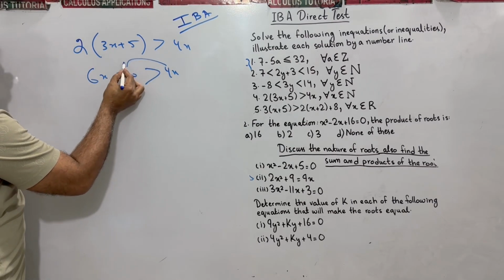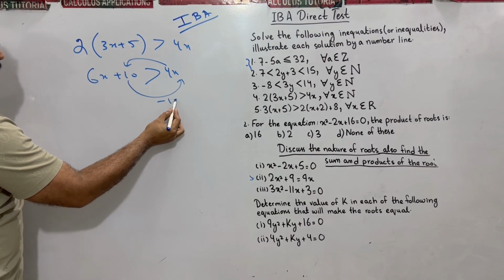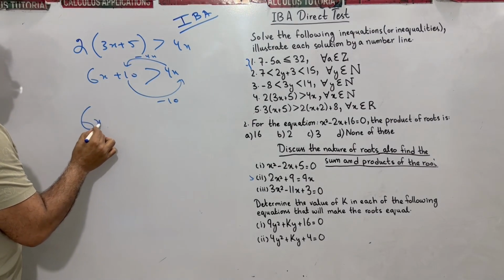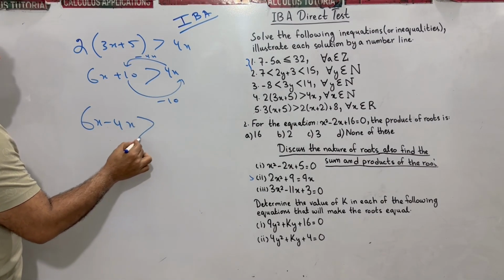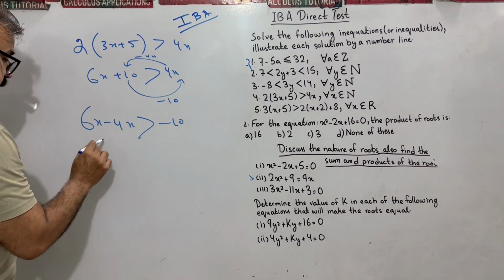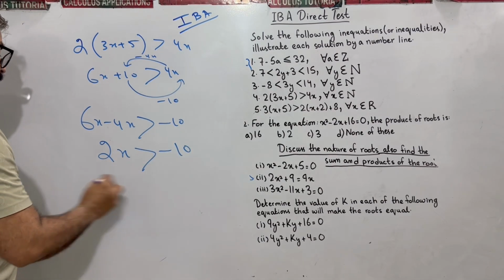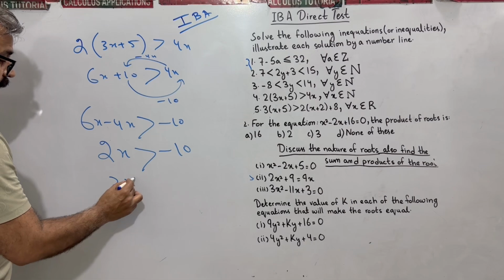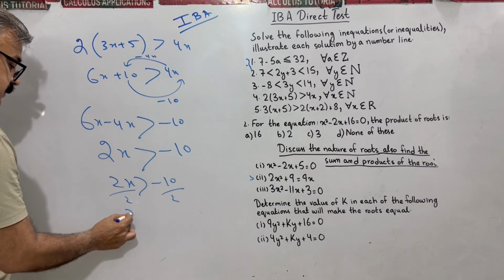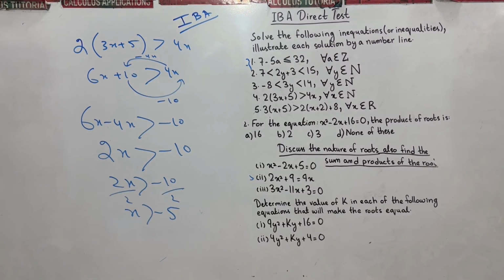Now shift 4x here and 10 here. They will change their signs. Positive 10 will turn negative, positive 4x will turn negative. It will become 6x minus 4x greater than minus 10. 6x minus 4x is 2x. 2x is greater than minus 10. Dividing by 2, we have x must be greater than minus 5.